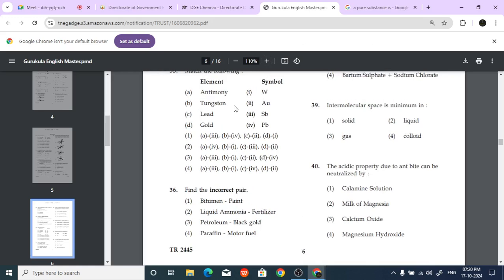Match the following: antimony, tungsten, lead, gold. So they have given the symbols.